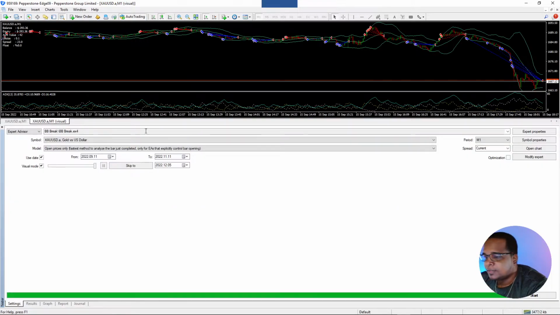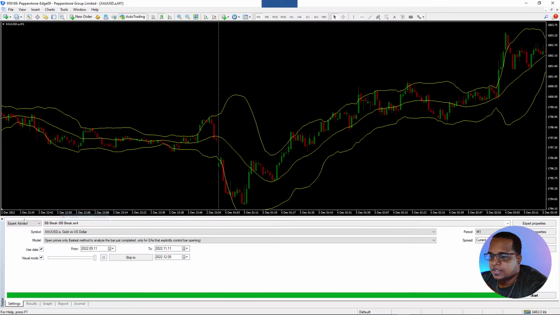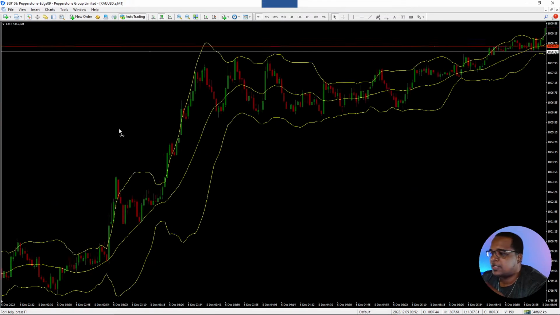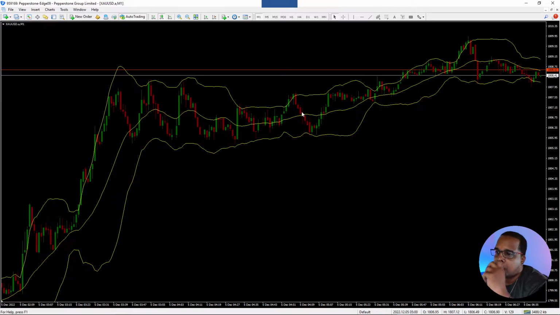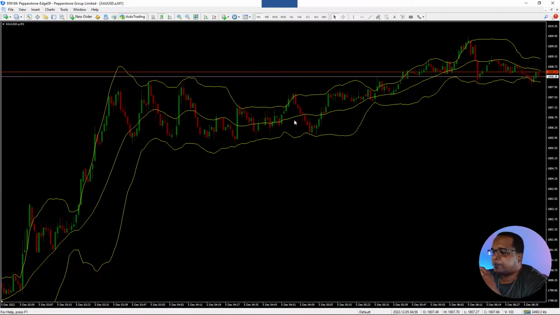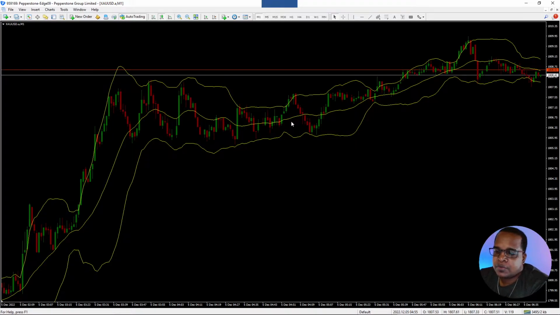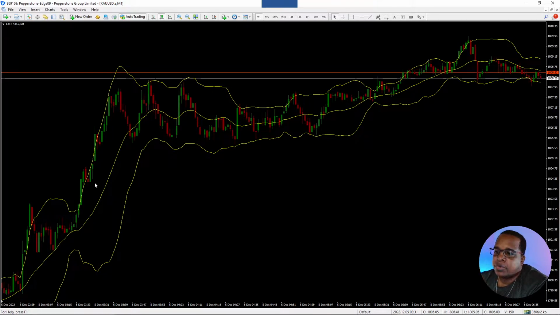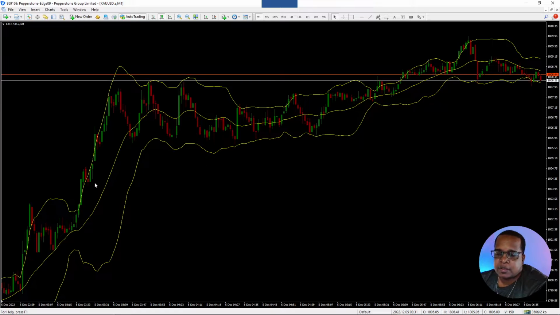So let me go back to the original chart and take a look at this and see what we could do to improve it. The reason a lot of trades would fail, for example in this area here, is that we're looking to take trades when price breaks above the band, which is fine. But what about if price breaks above the band in a trending market?